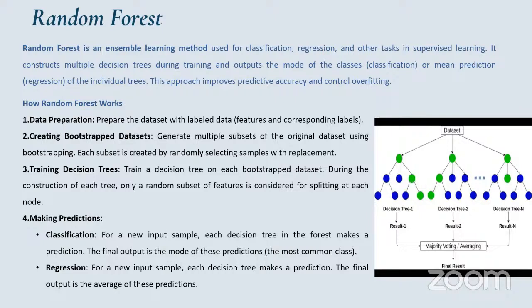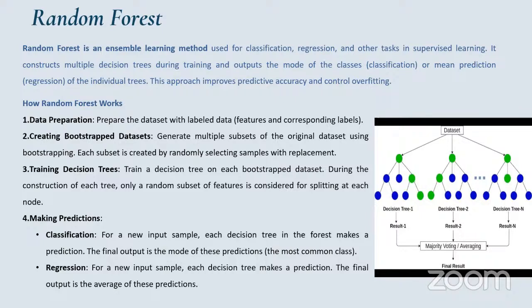So that is how the random forest works, in a simple manner. First is your data preparation. Prepare the data set with the labeled data, features, and the corresponding levels. First, you have to retrieve the data, or you have to fit the data. That is the first. Then it is data preparation. So you should understand that step is always there.